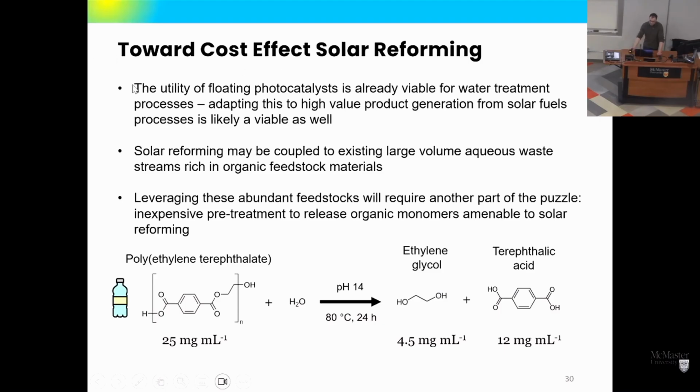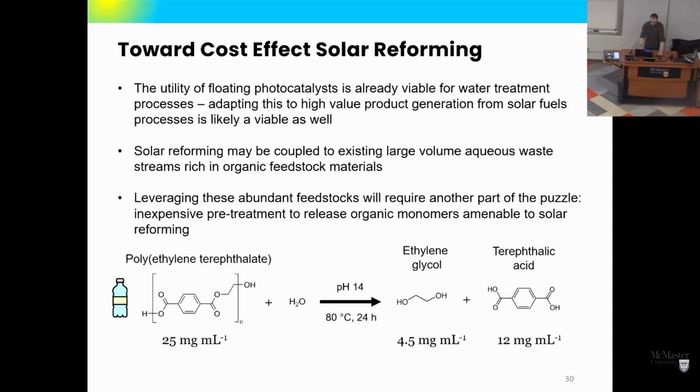Although one of the remaining parts of the puzzle here is how we make these waste sources available for solar reforming. So when we're typically dealing with plastics, the easiest plastics for us to target are these condensation polymers that can be hydrolyzed to produce ethylene glycol, which is an easily oxidizable substrate here. But of course, this isn't possible for all plastics, and not even possible for all biomass. Anybody who's worked with lignocellulose knows how difficult that can be to break down.